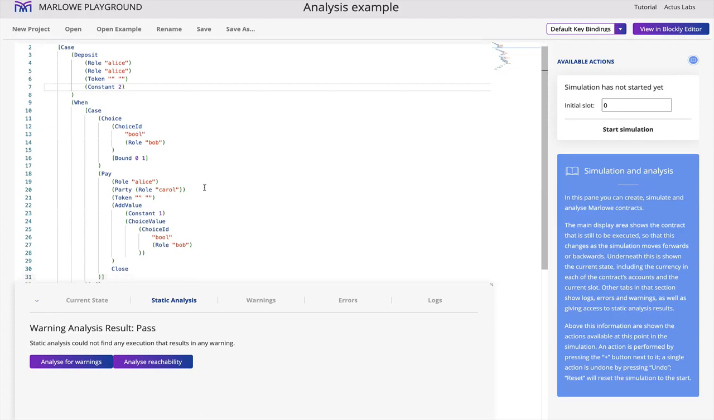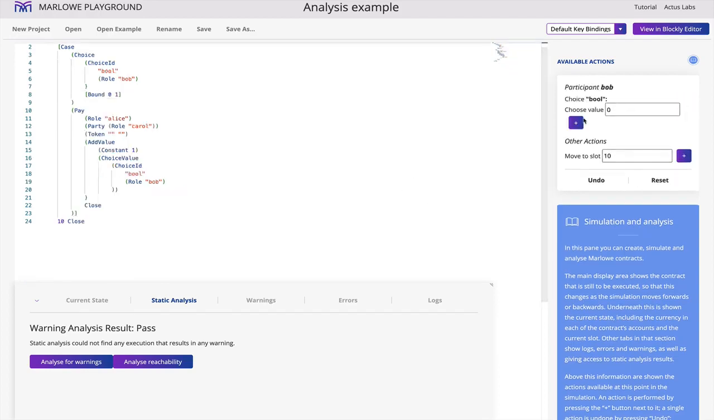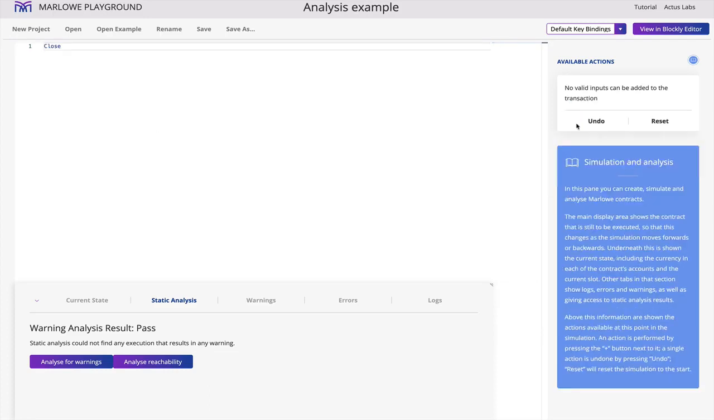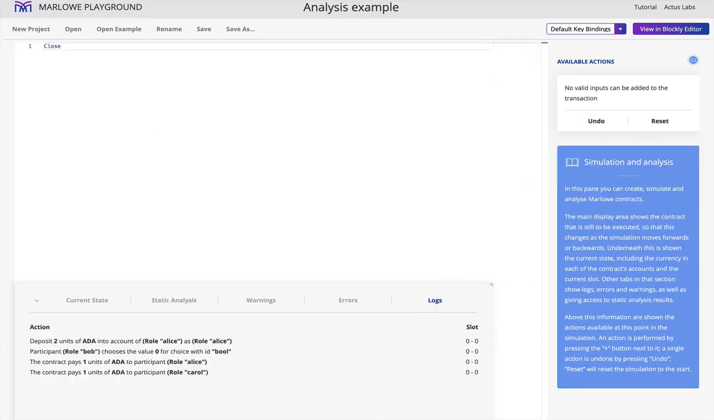And we can see that in the simulation, we could start the simulation. Alice deposits 2 units, suppose Bob chooses 0, a payment of 1 is made, and if we check in the logs, we can see that Alice deposits 2, Bob chooses 0, and then the contract pays 1 to Carol, and it pays the other 1 unit back to Alice when the contract is closed. And these actions are performed automatically. When the contract can do an action, it will do it automatically. And so we see those two things without us having to choose any external actions.